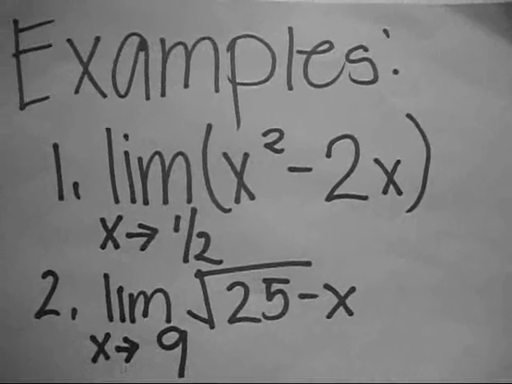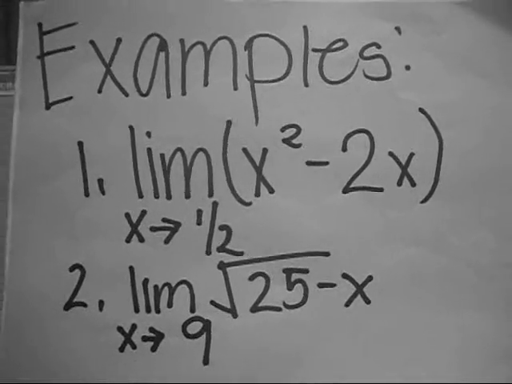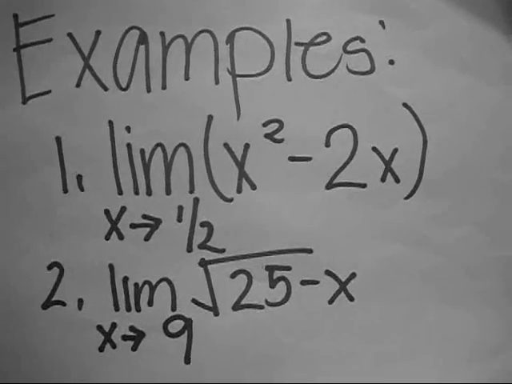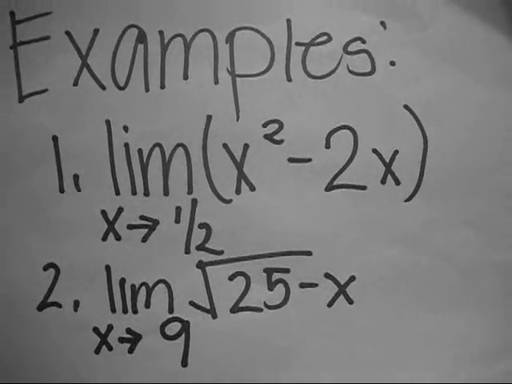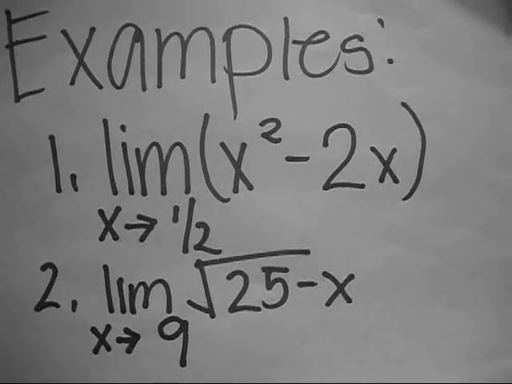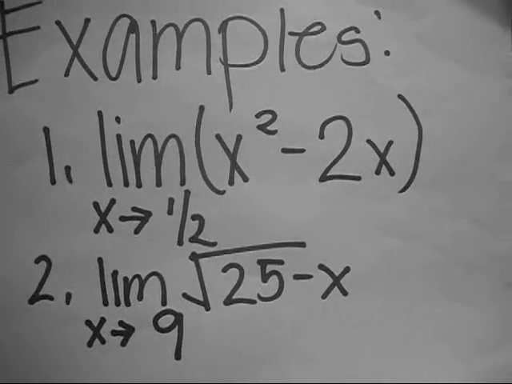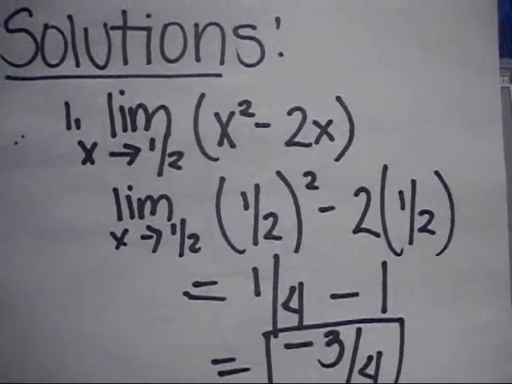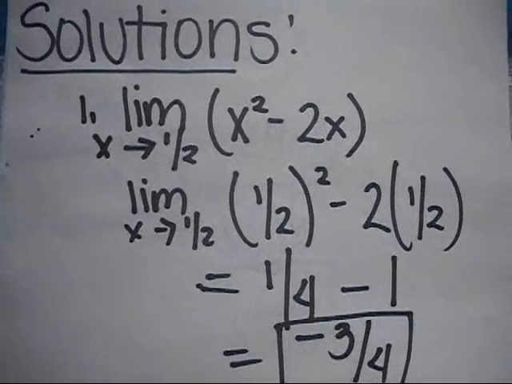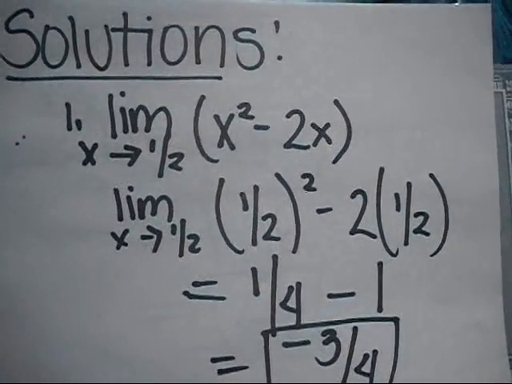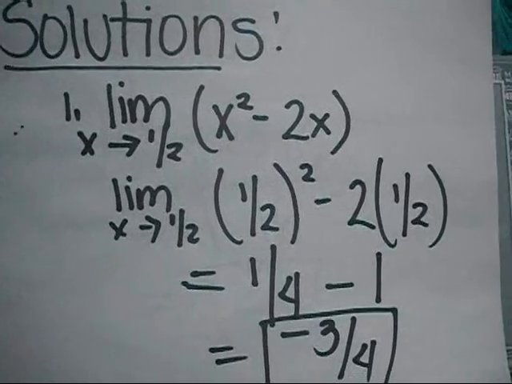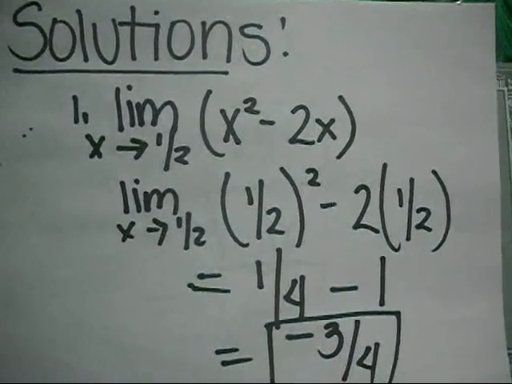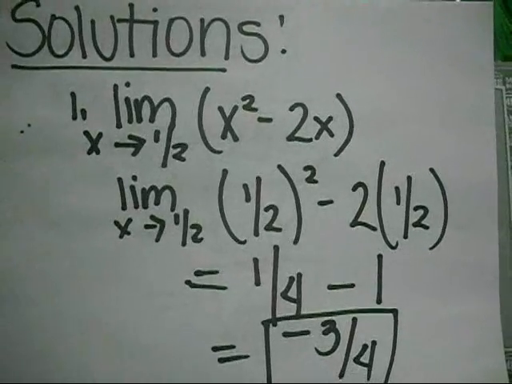Here are some examples. Number 1, the limit of x squared minus 2x as x approaches 1/2, and number 2, the limit of the square root of 25 minus x as x approaches 9. Here are the solutions. For the first given, the limit of x squared minus 2x as x approaches 1/2, you will just substitute the value of x to the x in the equation.